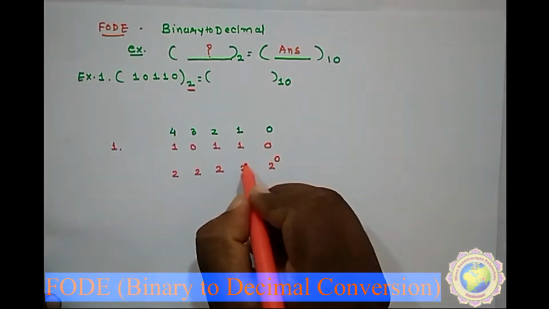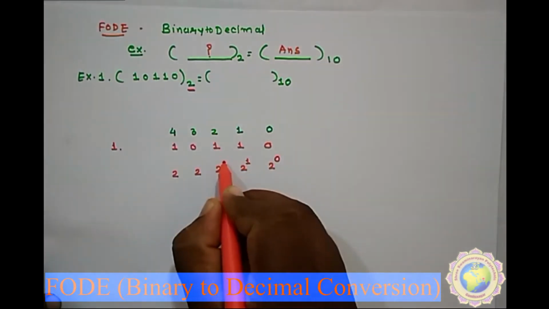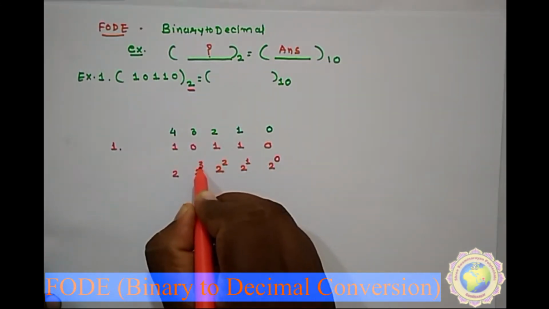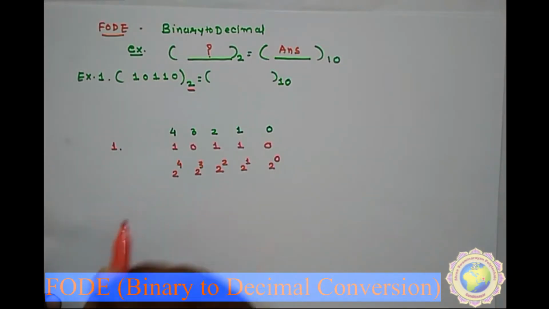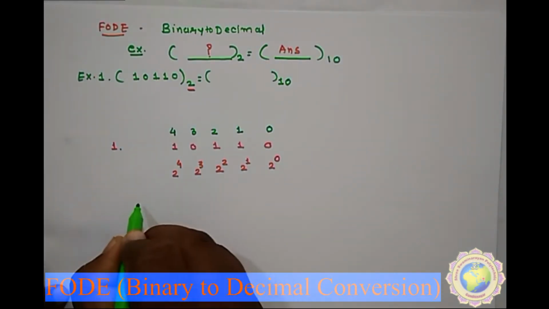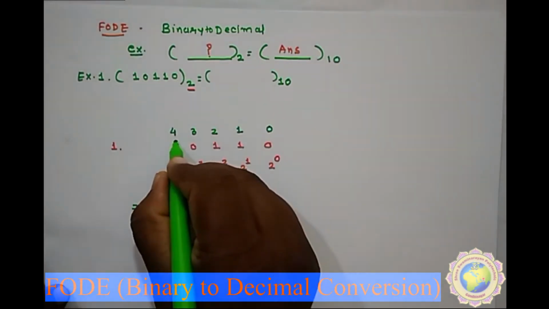2 raised to 0, 2 raised to 1, then 2 raised to 2, 2 raised to 3 and 2 raised to 4. Now place is equal to multiply this 2.